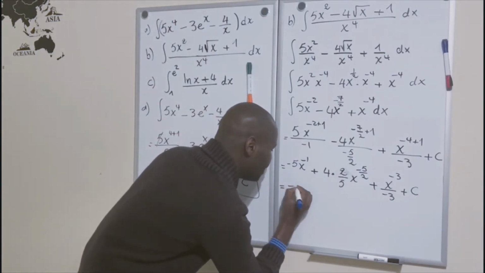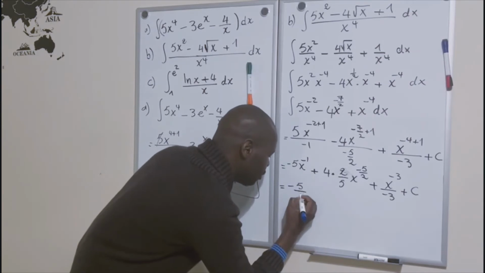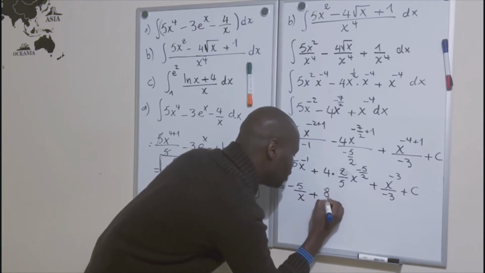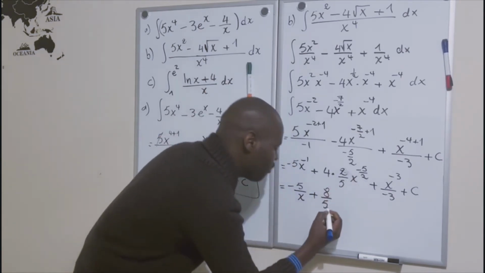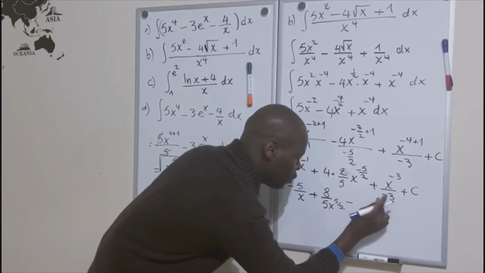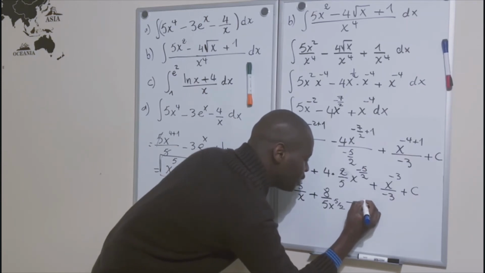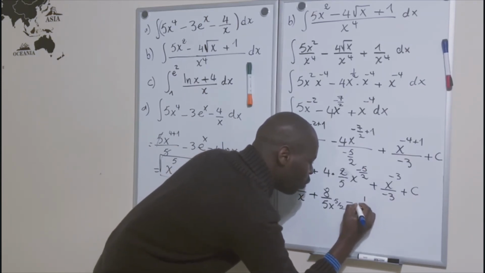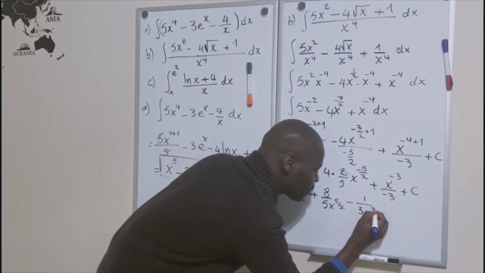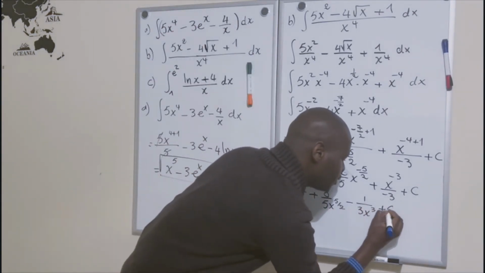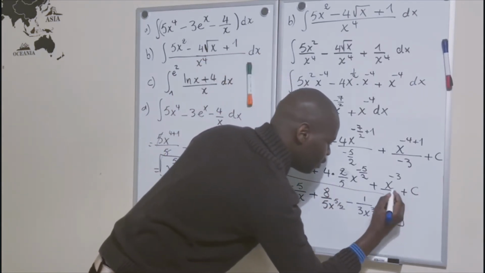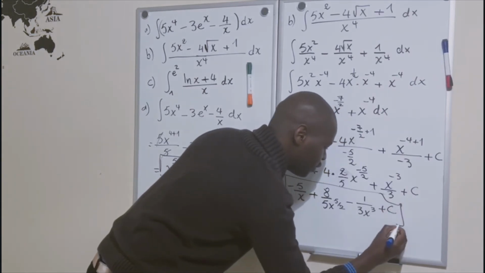So now I have minus 5. So x to the minus 1, we put it underneath, it will become x. Plus, now this is 8 over 5. Now x to the minus 5 half will become x to the 5 half. Plus, now this is minus here, so it will become minus 1 over, because I'm taking the x to the minus 3 underneath it. So minus 1 over 3x cubed plus c. And that's it for this integral.